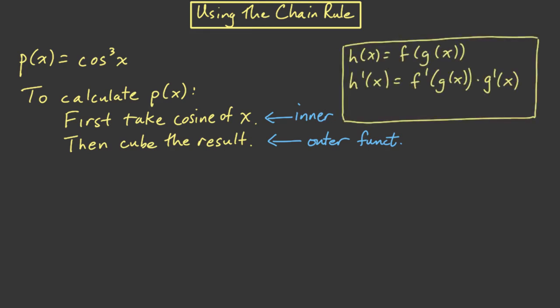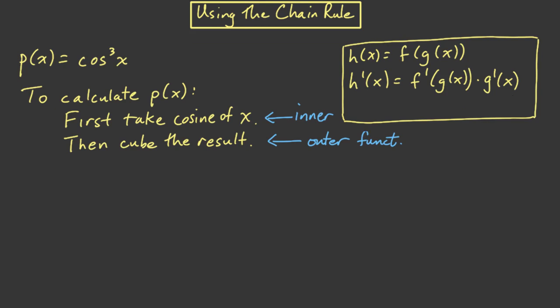So here it is to remind you, if h is f of g of x, so here f is the outer function and g is the inner function, then for h prime, we need to take f prime, the derivative of the outer function, applied to the inner function. And then we multiply by g prime, which is the derivative of the inner function.